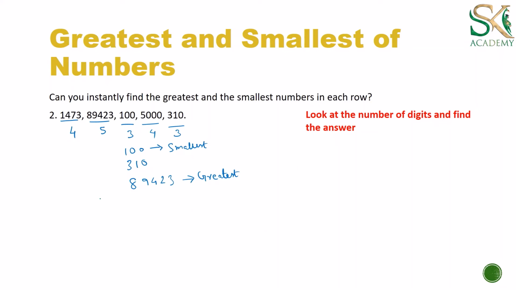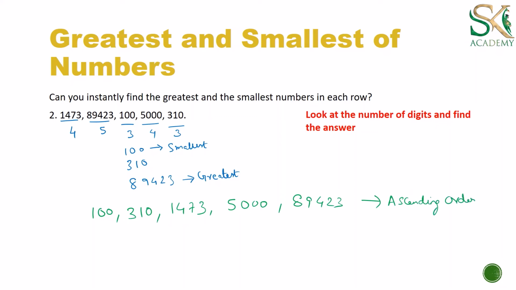See here, which one is the smallest? My smallest number is 100. Next highest number is 310. Next highest number is 1473. Next highest number is 5000. And next highest number is 8958, 423, right? So this is called your ascending order.